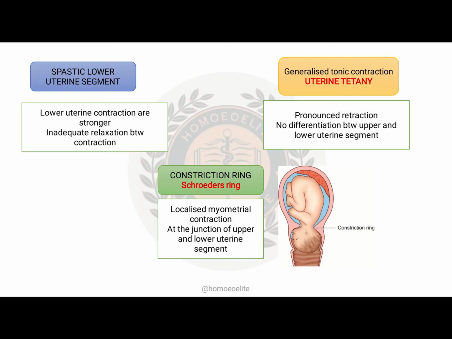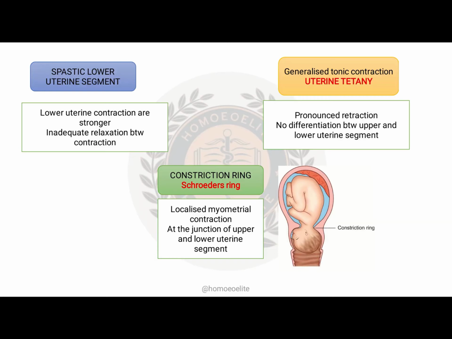There is another thing called constriction ring. This is also called Schroeder's ring, where there will be localized myometrial contraction. Generalized contractions won't be there, but only at one particular point, the junction between the upper and lower uterine segment, there will be uterine contraction, and that can lead to the formation of a constriction ring. In the later stages, it can lead to fetal jeopardy, where there can be suffocation. This mainly occurs at the region of the neck. Remember, that is constriction ring or Schroeder's ring.